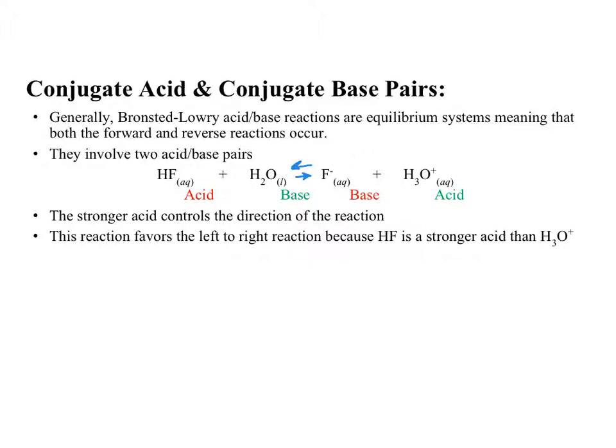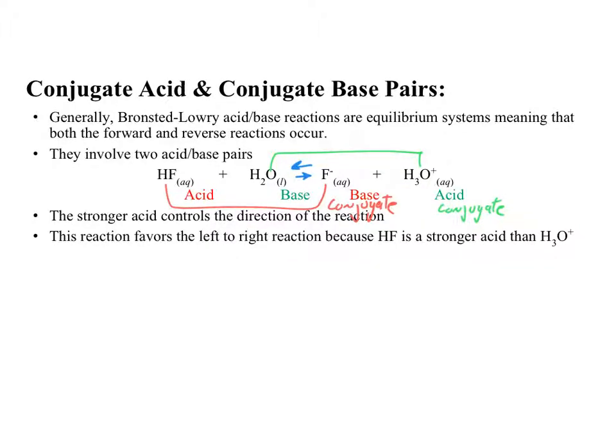Conjugate-base reactions always involve two pairs of acids and bases. So in this case, the acid is HF, and the base here is the conjugate base. And the water is the base, and the H3O plus is the conjugate acid. So they're linked together. These two are a pair, and these two are a pair.